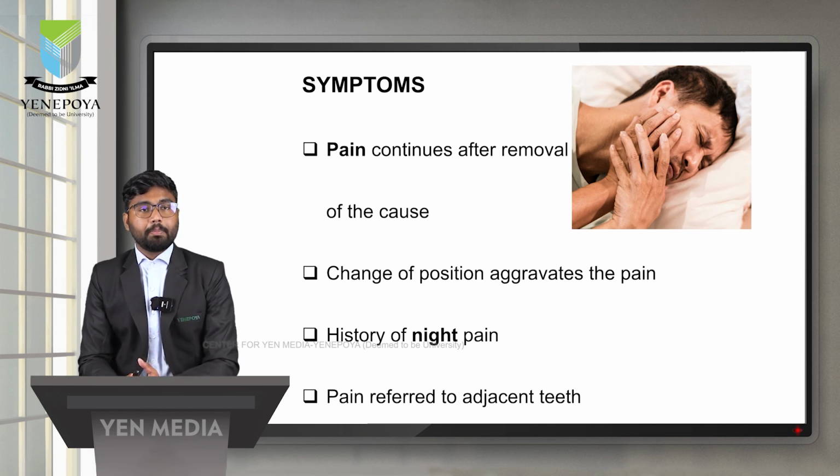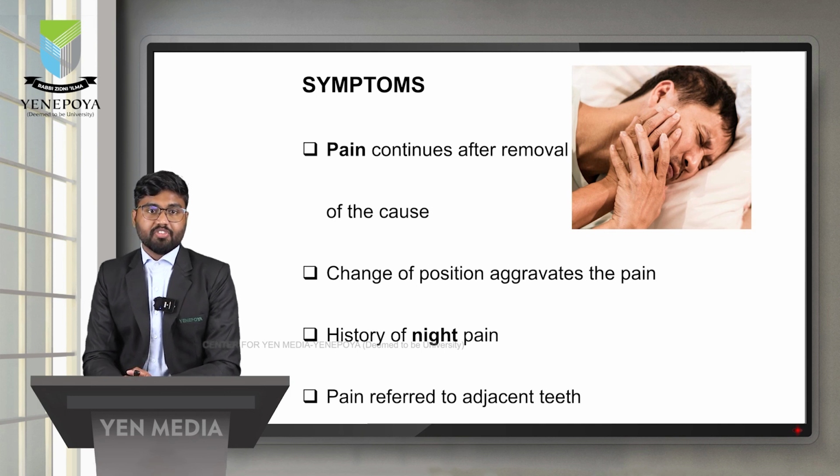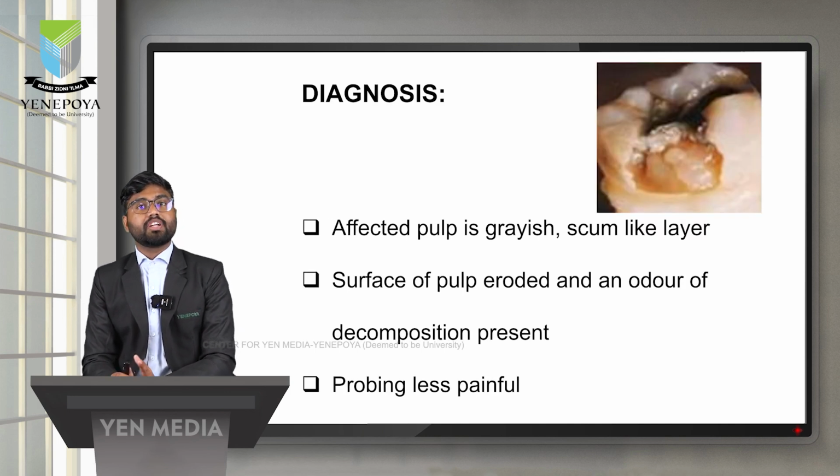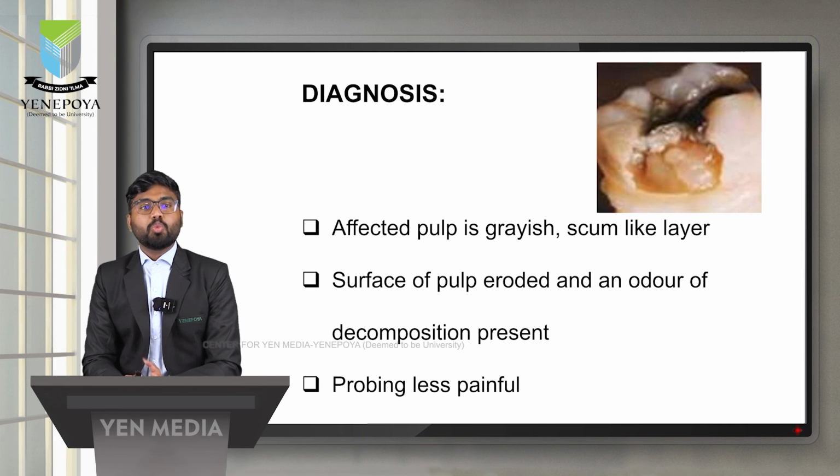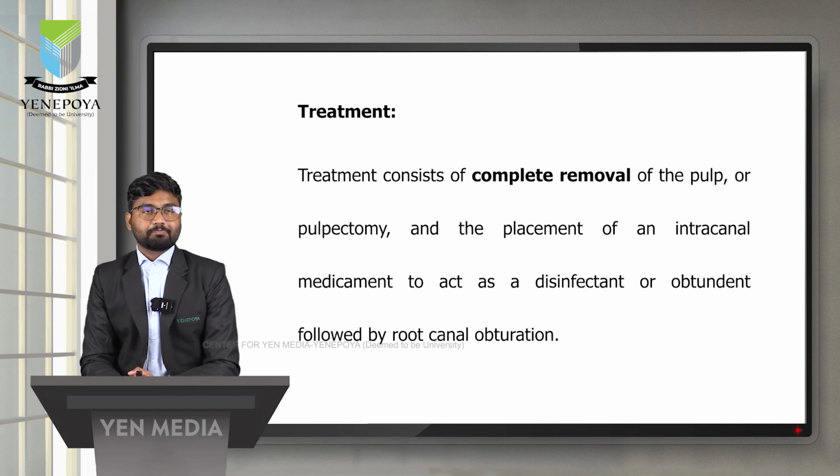Patient gives history of night pain, and change of position can often aggravate the pain. The pain can be referred to the adjacent tooth, and the patient is unable to localize which tooth the pain is coming from. Next, coming to the diagnosis, affected pulp is usually greyish in color and the surface of the pulp eroded, and an odor of decomposition is always present. Probing, on the other hand, is less painful.